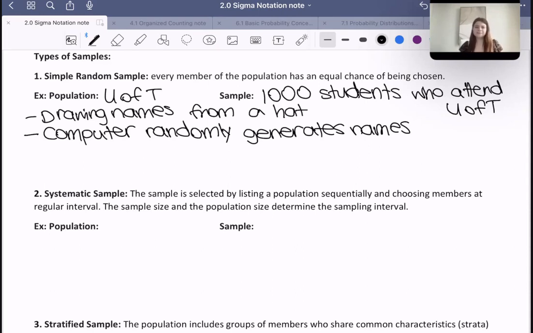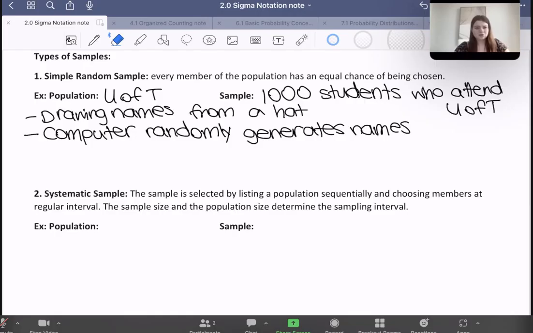Good. The next one is a systematic sample, and this sample is selected by listing a population sequentially and then choosing members at a regular interval. So, for example, let's say we have a list of all those students who attend, and we're going to sample every fifth student. So we're going to sample student 5, student 10, student 15, student 20, etc. on this list until we reach the end of our list. The sample size and population size are going to depend on the sampling interval as well, right?